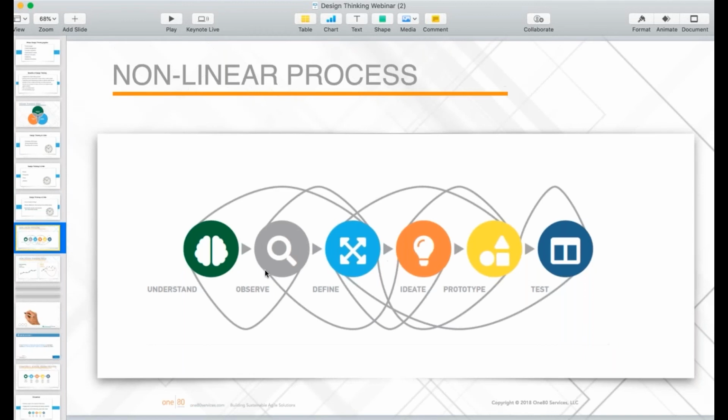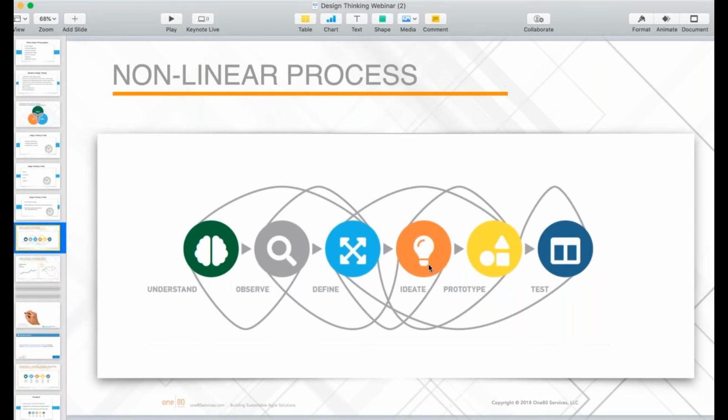We're going to talk about these steps a little bit, but it's about you understand what a customer's process is, then you observe that process, then you define, and then you ideate to find solutions for that problem, then you prototype that problem for the customer, and then you test that solution. And at any point during this process, you might jump back to another point in the process.